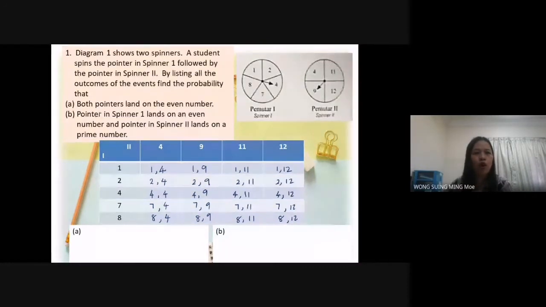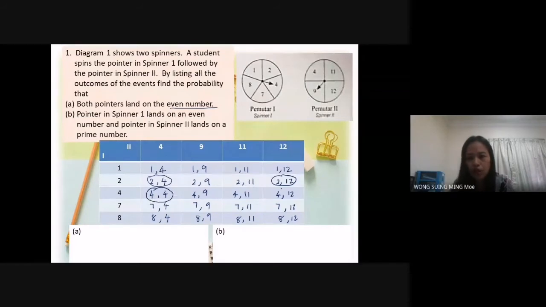Now, A: both pointers land on the even number. Based on the possible outcomes here, we check which ones have even numbers. So the second row here, 2, 4, we circle it. 2, 12, 4, 4, 4, 12, 8, 4, and 8, 12.